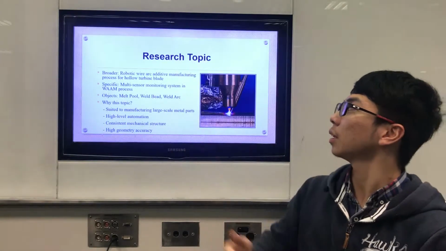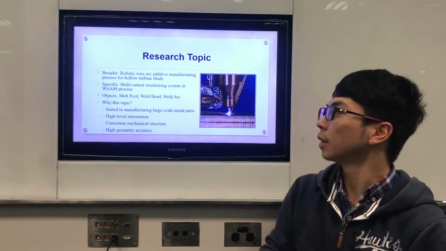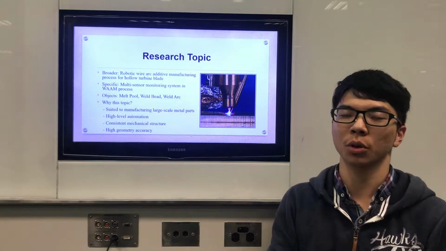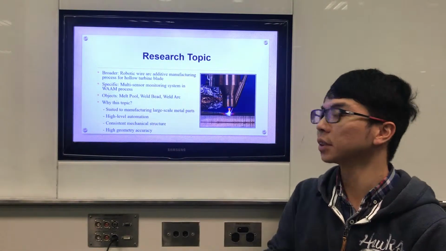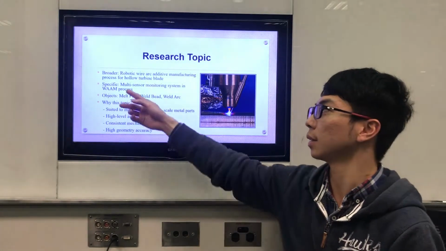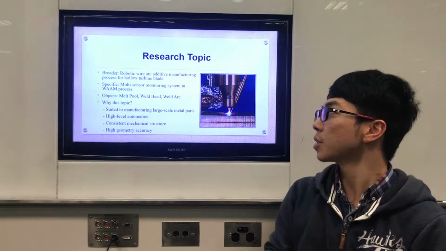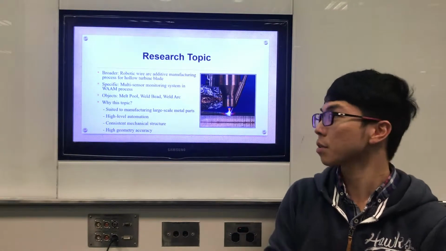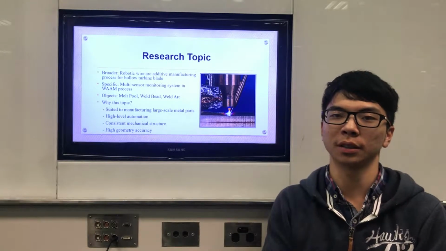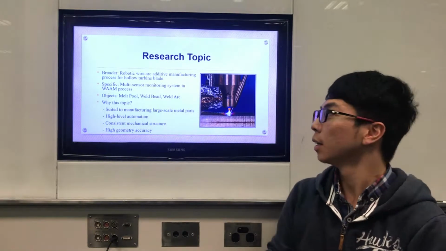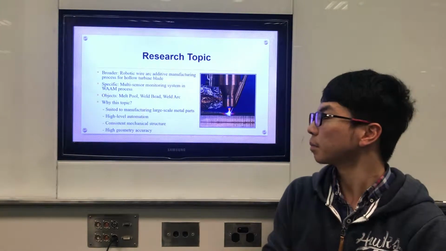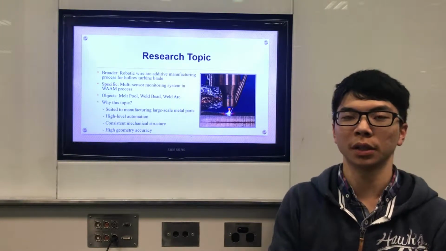So here comes the research topic. The broader one is robotic wire arc additive manufacturing process for hollow turbine blade, and I chose a more specific one, which is the multi-sensor monitoring system in the WAAM process. There are 3 objects that need to be monitored in the WAAM process: the weld pool, weld bead, and weld arc. So why did I choose this topic?